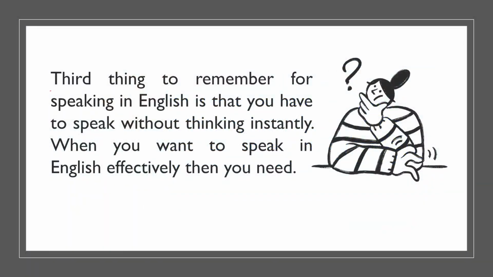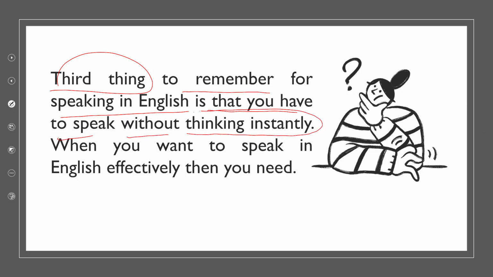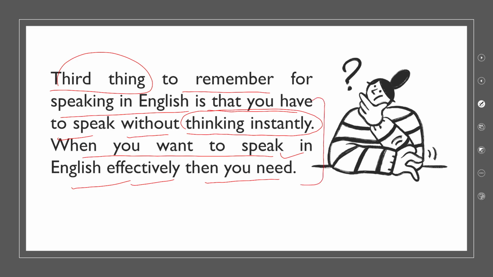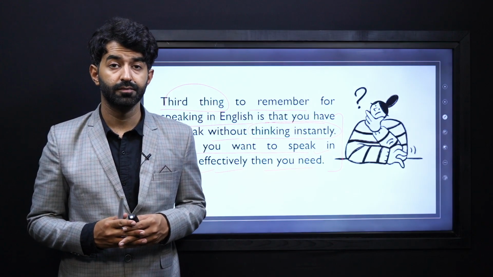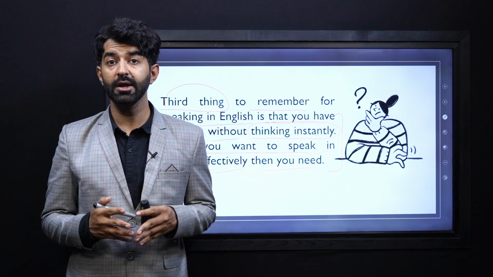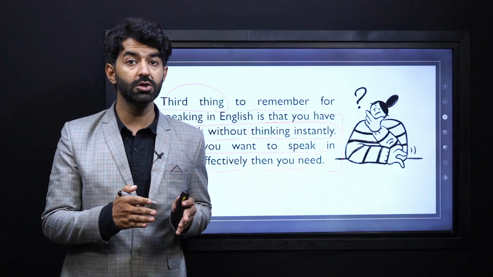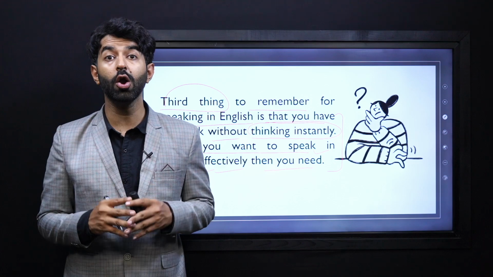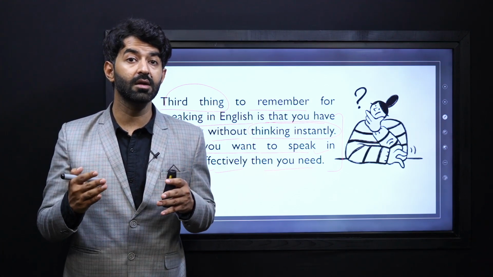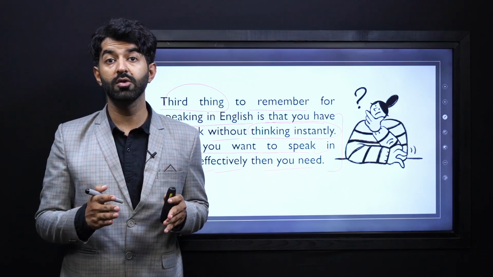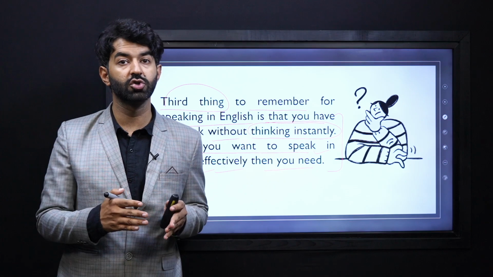Now, the third thing to remember for speaking in English is that you have to speak without thinking instantly. When you want to speak in English effectively, you need to speak without thinking instantly. When we are speaking in English, normally we are translating from our mother tongue, our native language, into English. And this takes a lot of time. When we are translating all this in our mind, we are interpreting from one language to another.